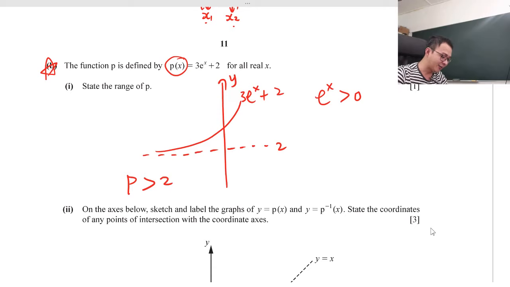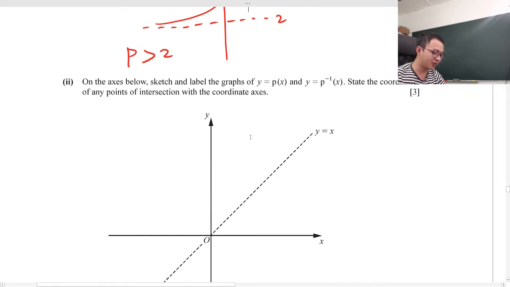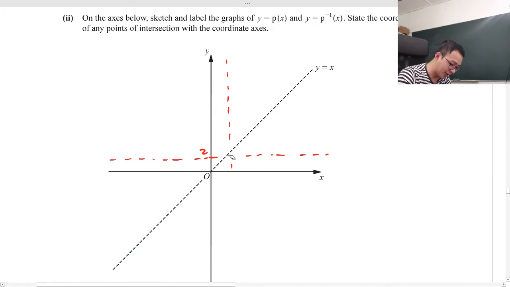So something you need to understand quite well is the y-intercept, which will be 5 over here, because you will need to use it in part 2. So on the axes below, sketch the graph for it. Basically I need to make sure I have the 2 here, and then this is the inverse, so I should have another 2 here. Yeah, the 2s should touch at the same position, because y equals x means 2 is on the line y equals x.